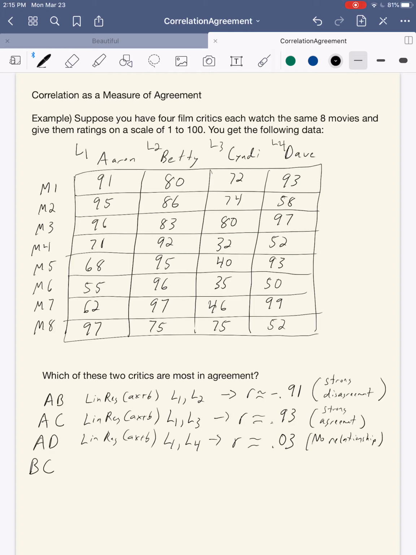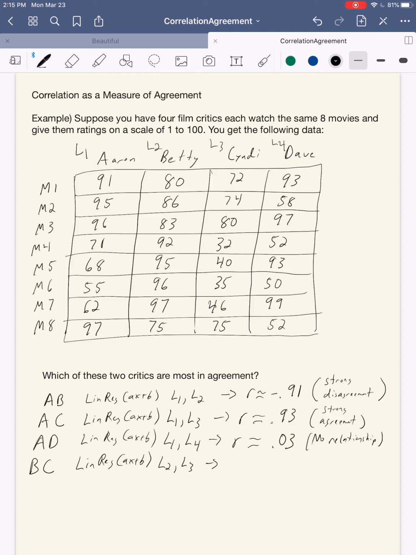And the correlation coefficient can be interchanged. Doesn't matter if we do AB or BA. So we'll skip that one. All right, let's go ahead and look at the ln reg AX plus B. We're talking about Betty and Cindy, so we want to do L2 and L3 here.